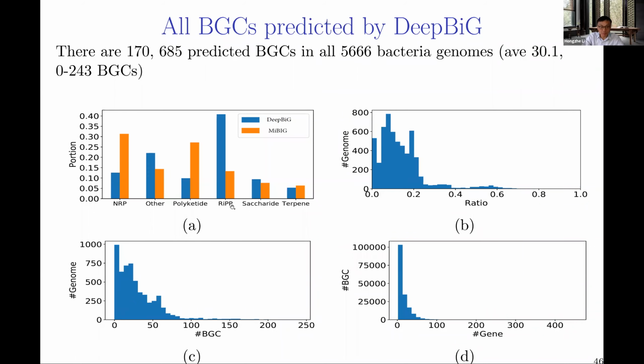Okay, so we are still thinking about how to convince people, how to validate those computationally predicted BGCs. We're still thinking about some ways of trying to convince ourselves that those predicted BGCs, at least most of them, are truly BGCs. So this is still something ongoing.